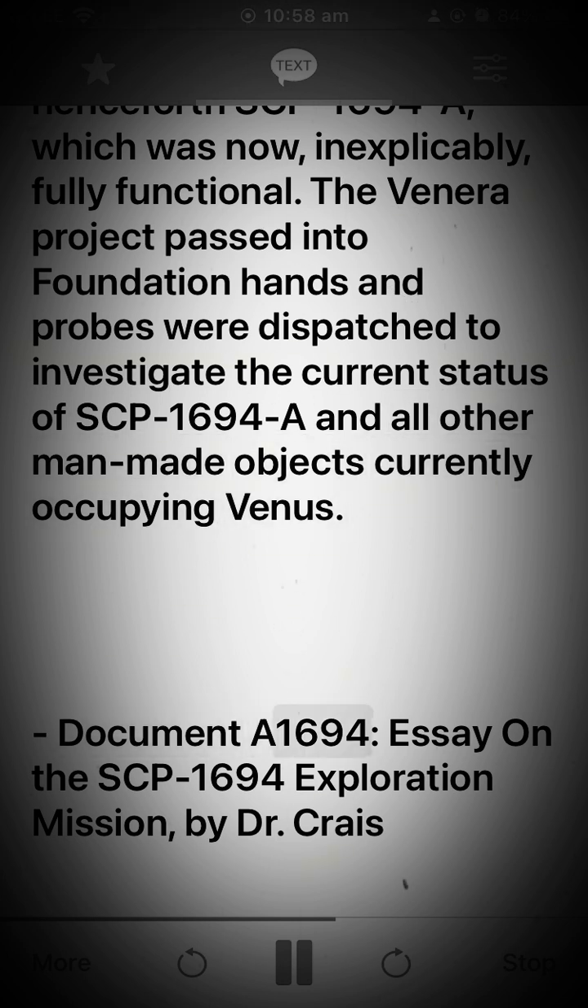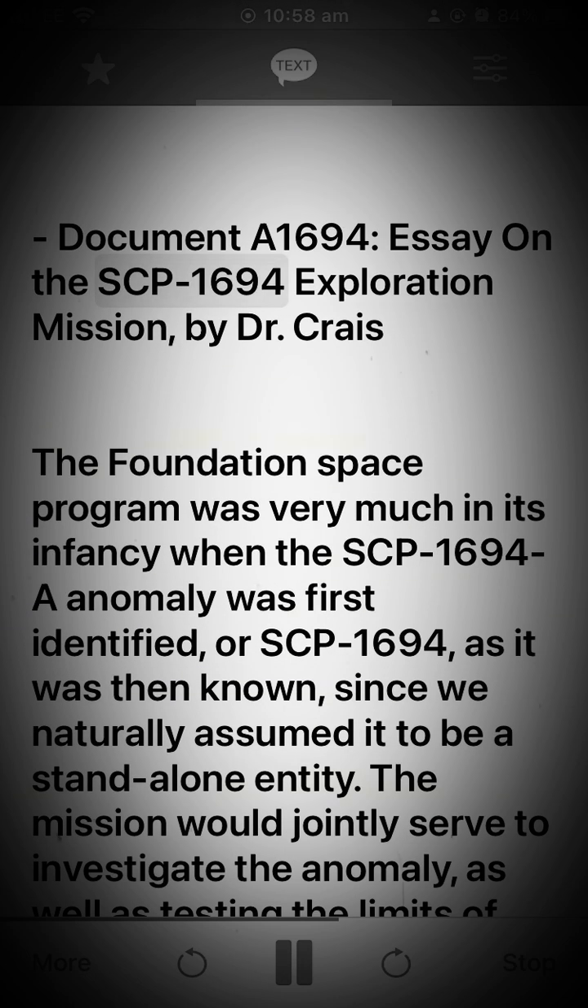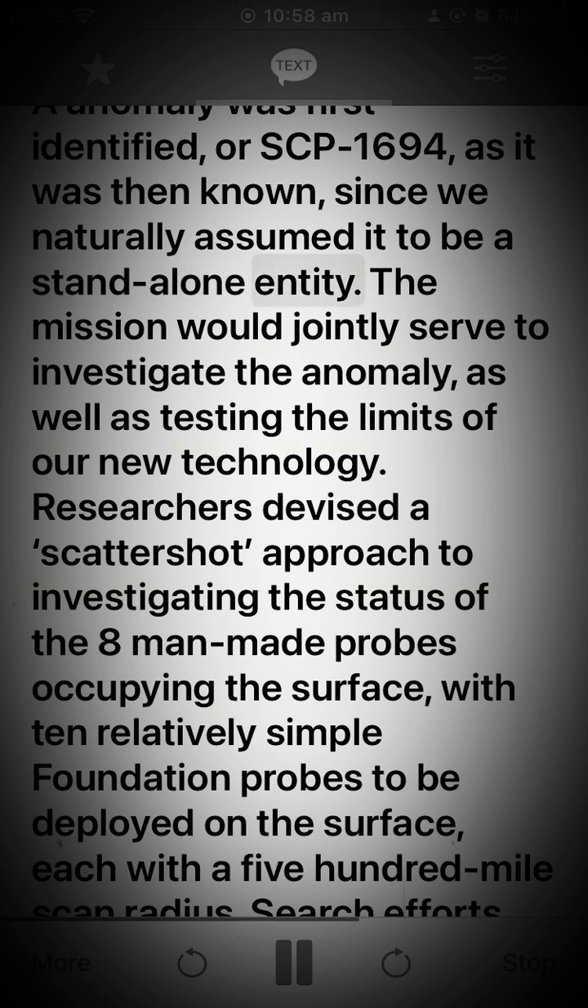Document A1694, Essay on the SCP-1694 Exploration Mission, by Dr. Crace. The Foundation space program was very much in its infancy when the SCP-1694A anomaly was first identified, or SCP-1694, as it was then known, since we naturally assumed it to be a stand-alone entity. The mission would jointly serve to investigate the anomaly, as well as testing the limits of our new technology.